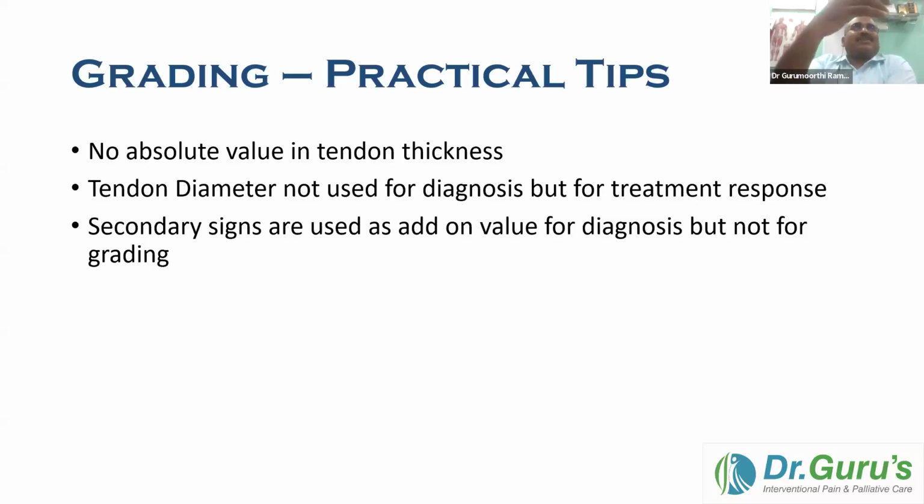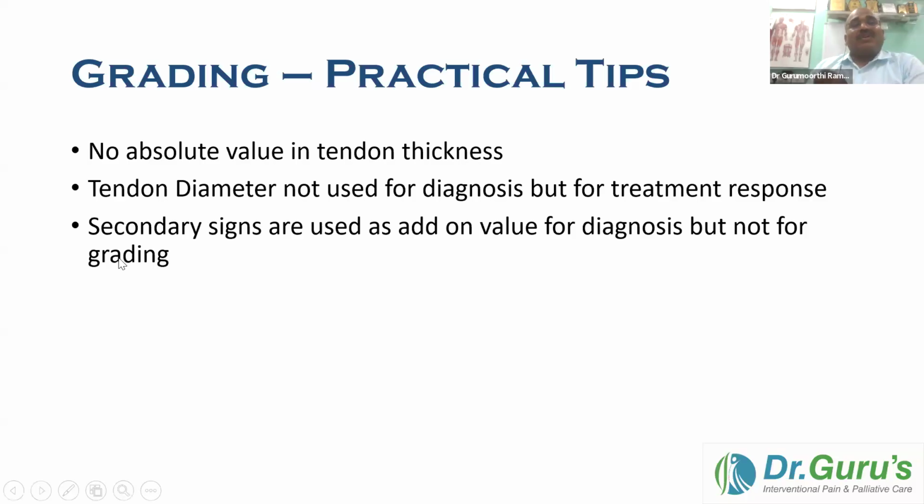So what is the practical step? Whenever you are doing a grading, I am talking about increase in tendon thickness, right? From grade 1, grade 2, grade 3, I'm saying there is minimal increase, moderate increase, severe increase. Is there any numerical value? We don't have any numerical value for it. For example, I am not saying if a supraspinatus tendon is more than, say, 2 centimeters, then obviously it is abnormal. There is no absolute value in tendon thickness because it differs from patient to patient, from side to side.